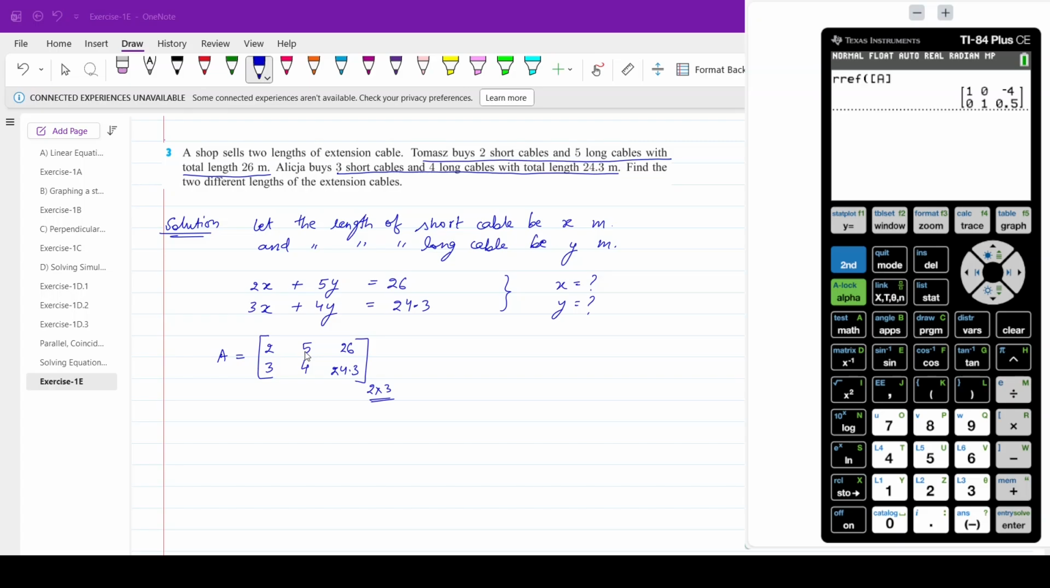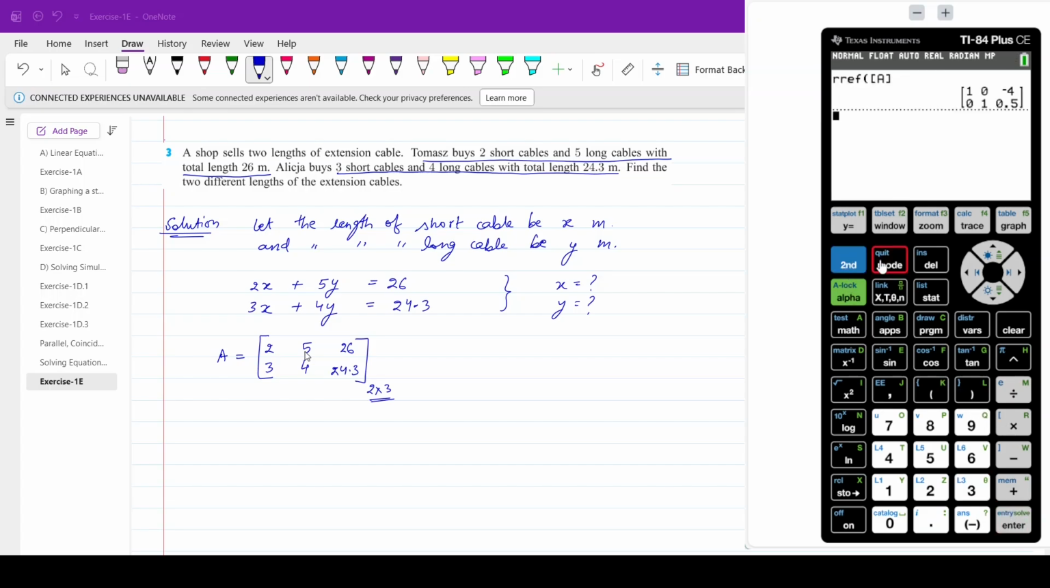So let's open up the calculator. I'll go to matrix and I'll go to edit section. I'll edit matrix A. This 2 cross 3 is correct, and now I'll put the values 2, 5, 26, 3, 4, 24.3.